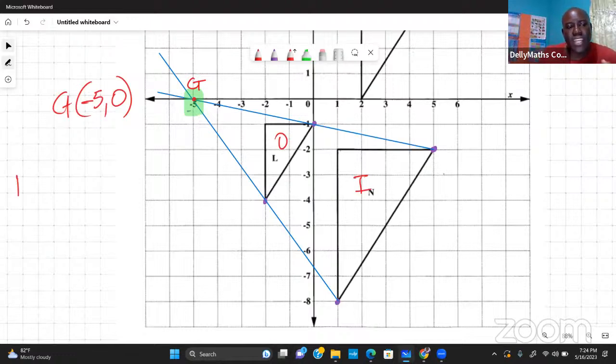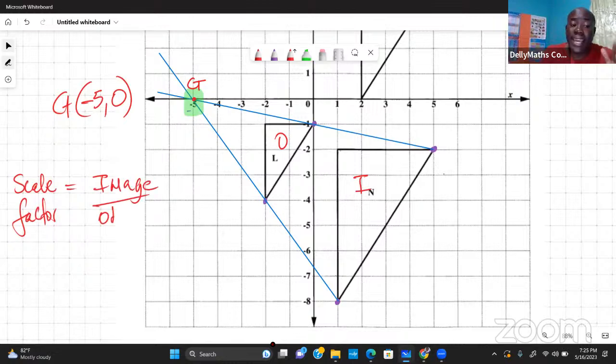Remember that when you're finding your scale factor, let me write it. Your scale factor is going to be a length from your image divided by a corresponding length from your object. So we could use a number of things. We could focus on these sides. You could focus on these corresponding sides right there.